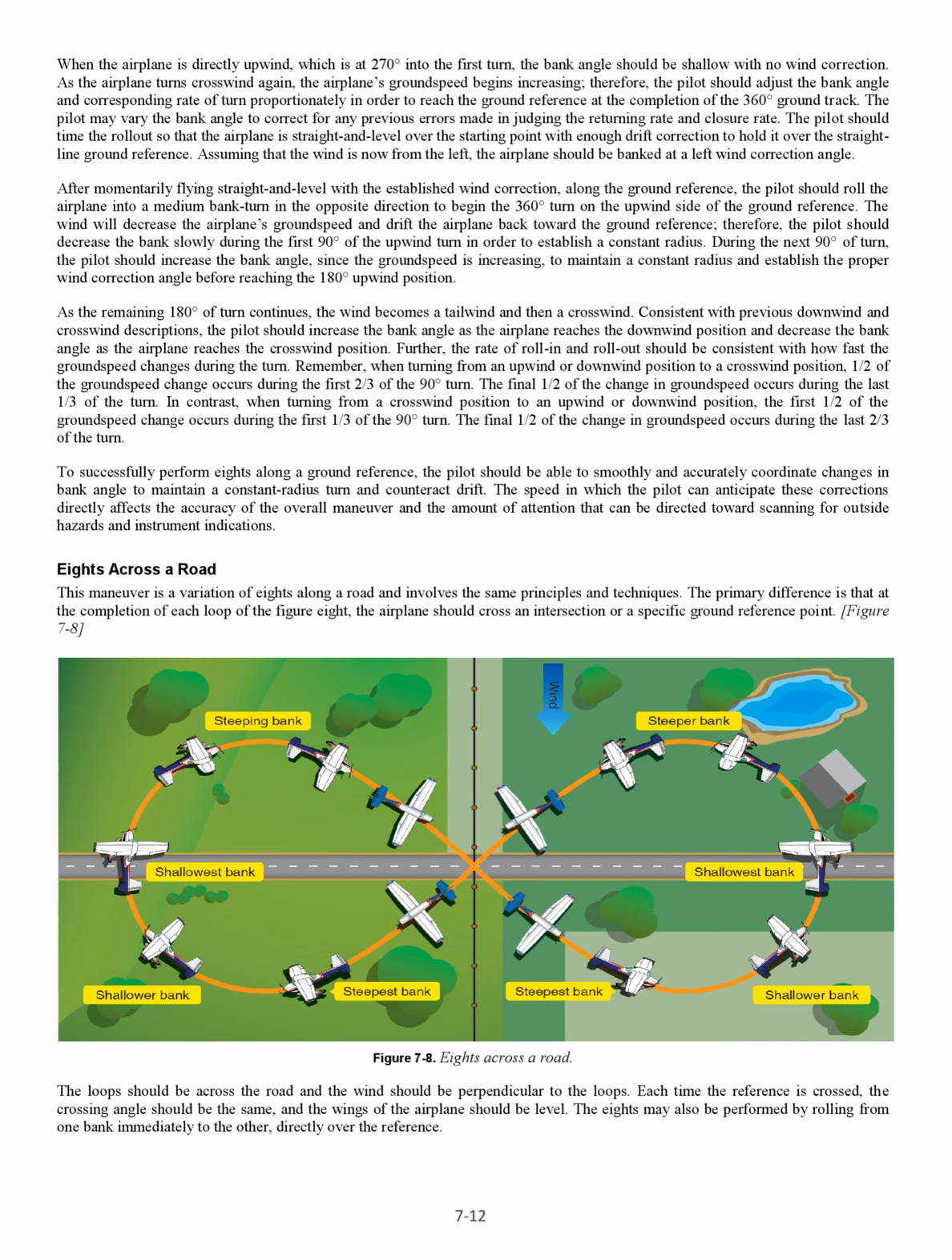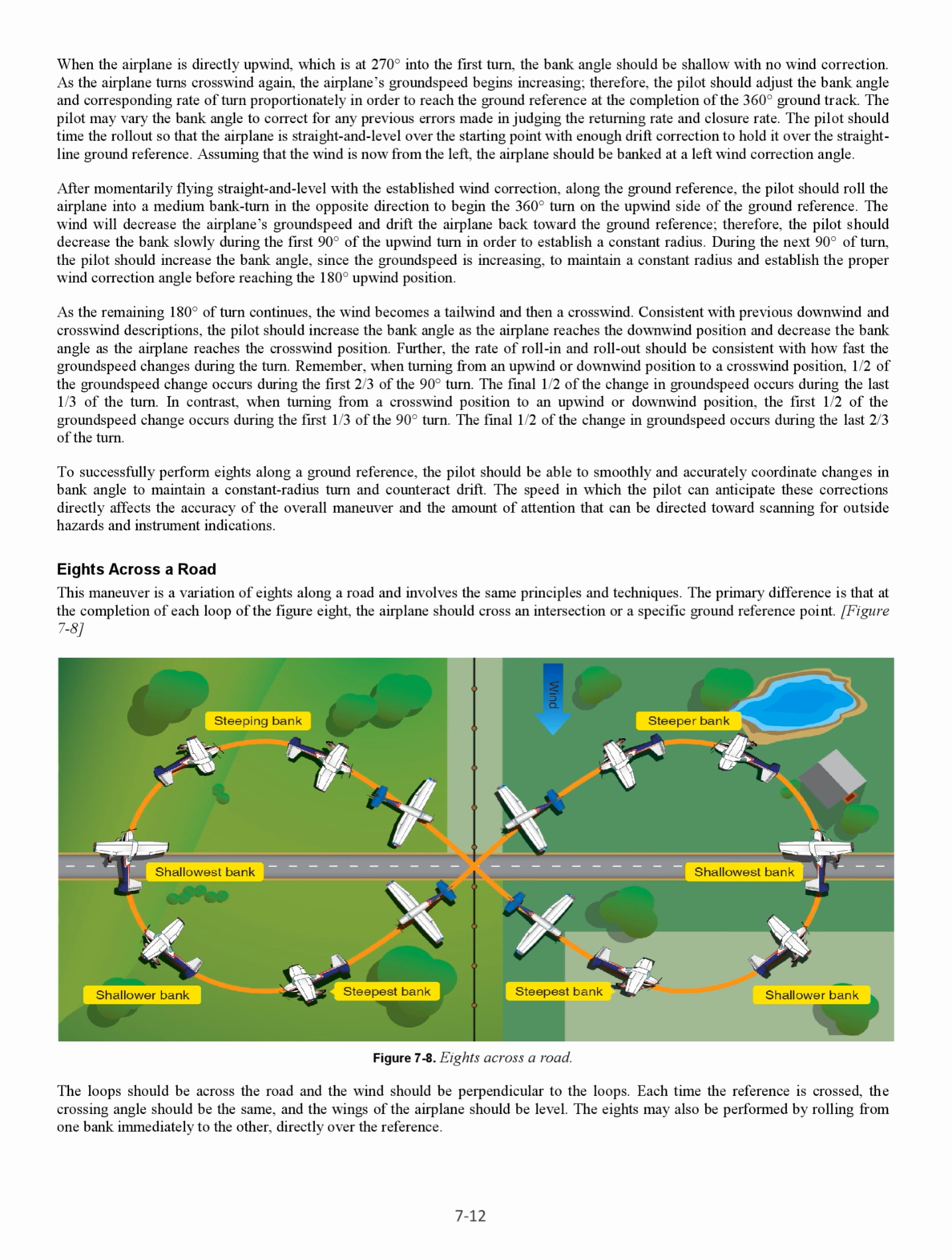The pilot may vary the bank angle to correct for any previous errors made in judging the returning rate and closure rate. The pilot should time the rollout so that the airplane is straight and level over the starting point with enough drift correction to hold it over the straight line ground reference. Assuming that the wind is now from the left, the airplane should be banked at a left wind correction angle.